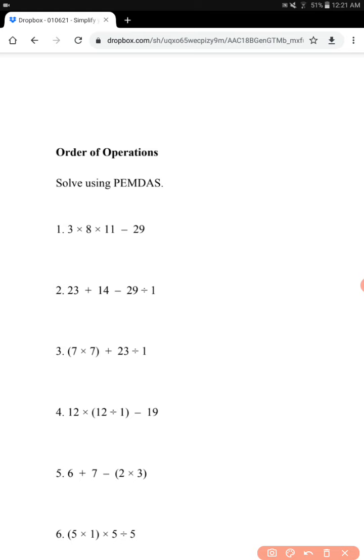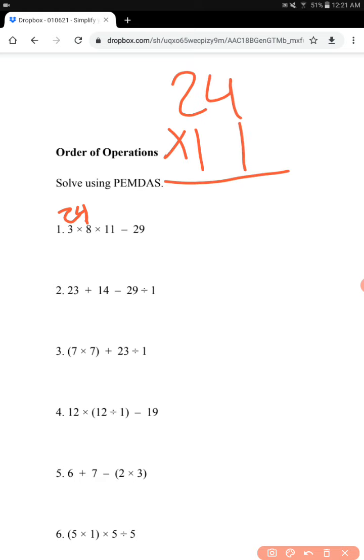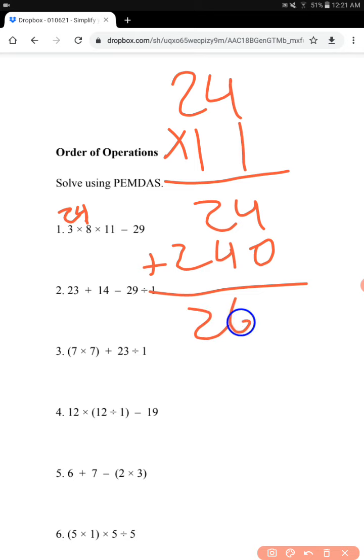So let's look at number 1, 3 times 8. So we have multiplication from left to right. 3 times 8 is 24. 24 times 11. Let's do that. And we get 268. And then that minus 29, which is our last one.